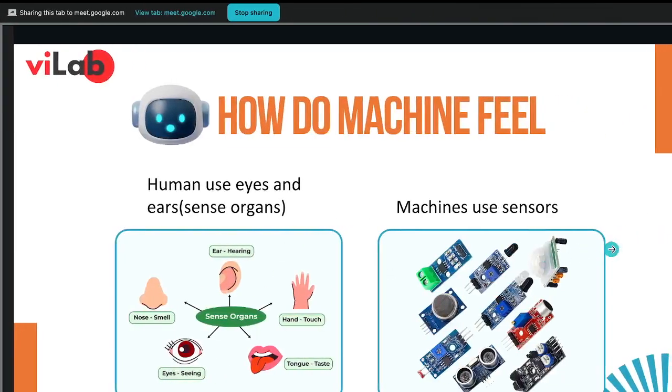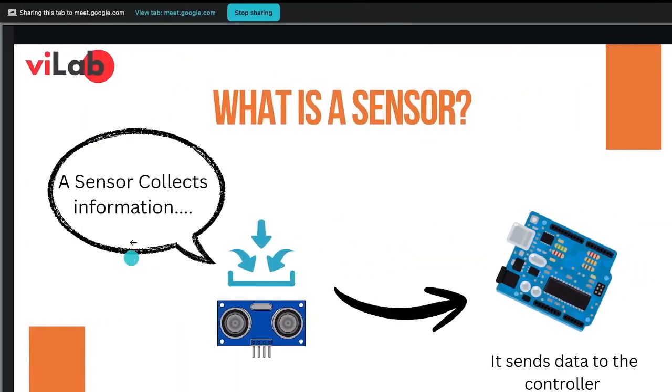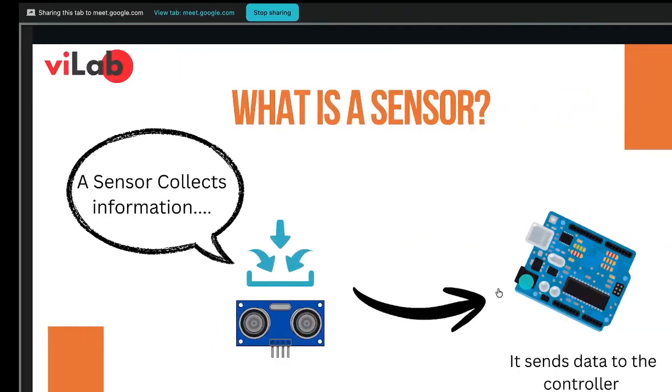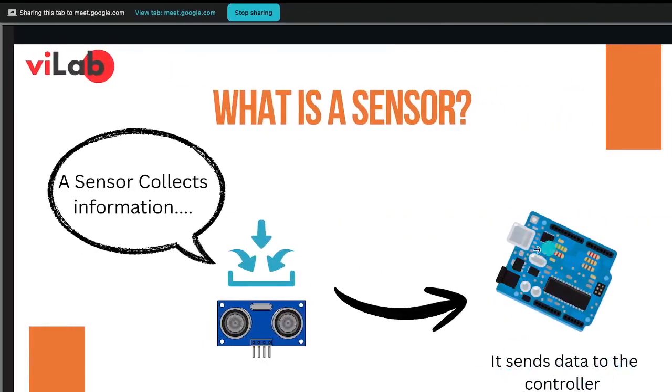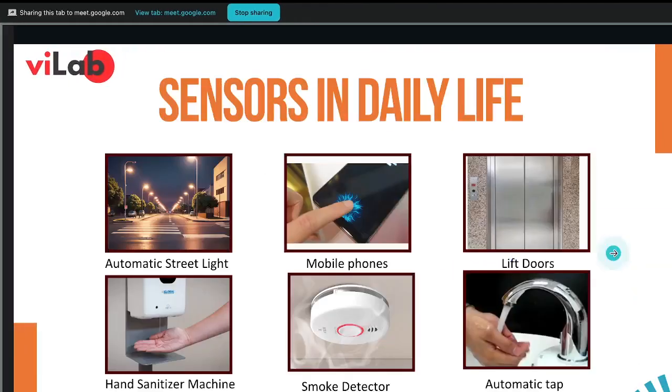Now, moving ahead, let's understand basically what is a sensor. Just like in our body, we have the sense organs by which we collect the information, and then our brain will act according to the information. Similar thing happens over there. Sensors, what is a sensor? A sensor will collect the information and then it will provide the information to the brain of robotics, which is your Arduino Uno, right? So it sends the data to the controller, which is the brain over here. Now, what is the brain? It's an Arduino.